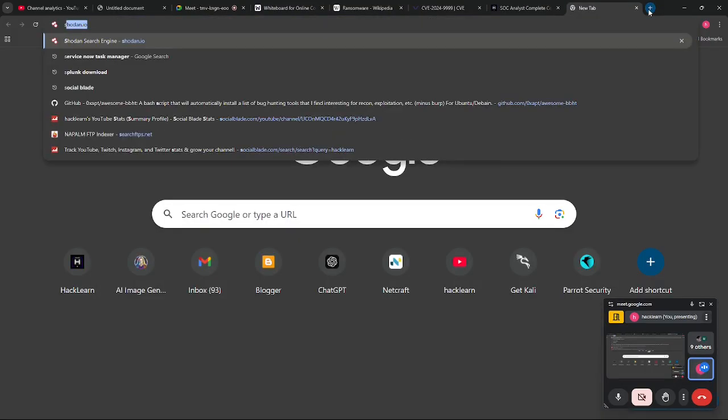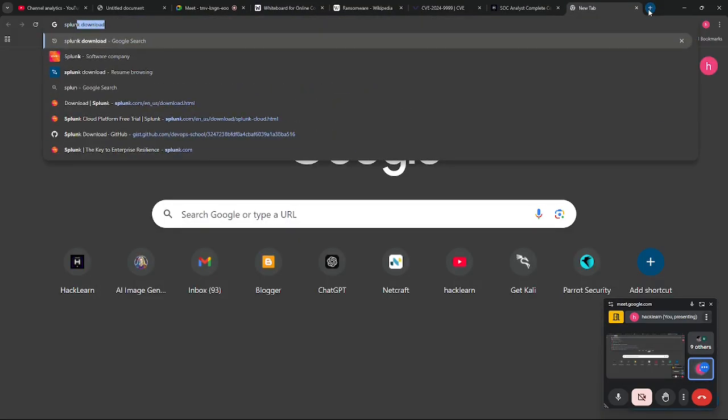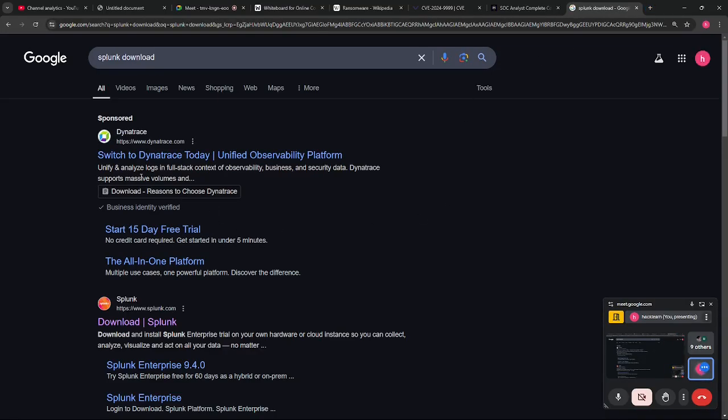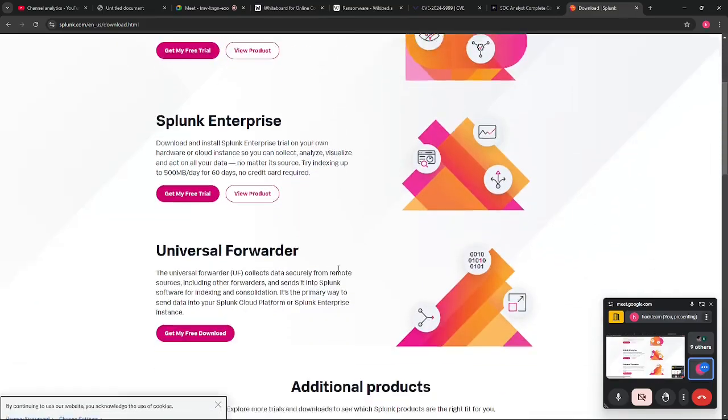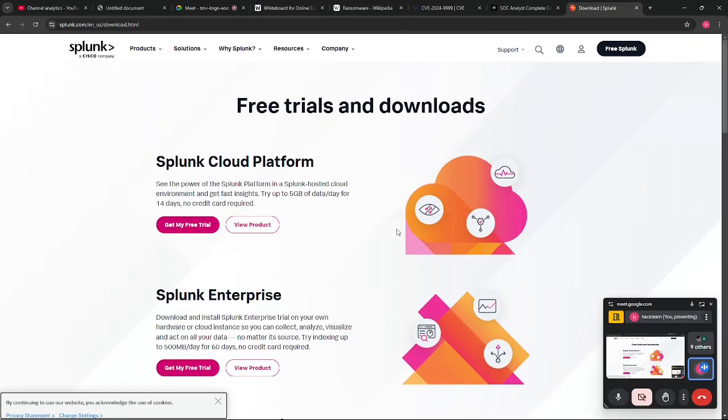There is only a paid version and a free trial available. I will provide you the Splunk software to download and work with on the Telegram channel. You will get that. So this is your first software. Splunk is a leading security information and event management tool, which stands for SIEM.